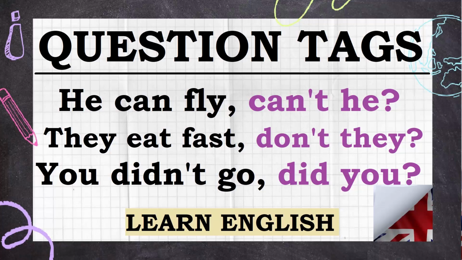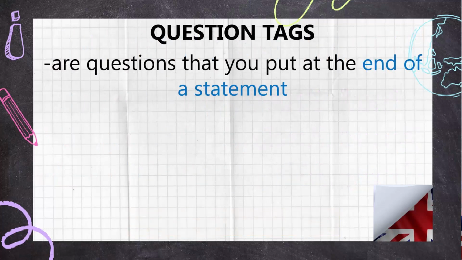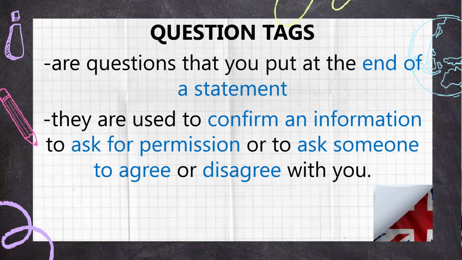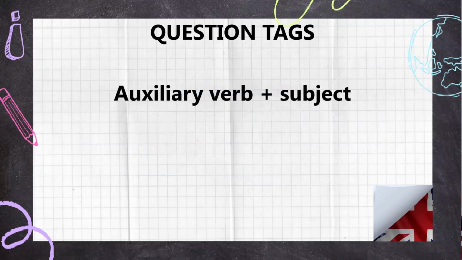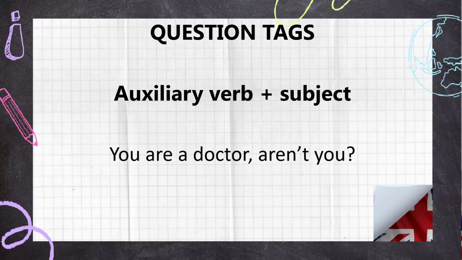In today's video we're going to learn about question tags. Let's see what question tags are. Question tags are questions that you put at the end of a statement. They are used to confirm information, to ask for permission, or to ask someone to agree or disagree with you. Let's see how. We will have to use an auxiliary verb plus subject.